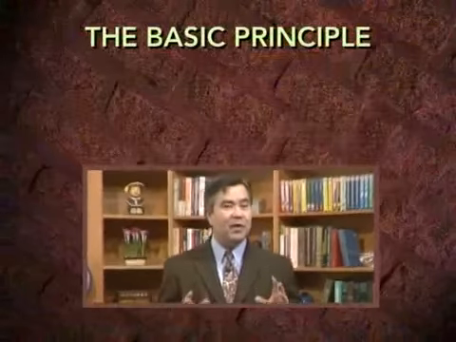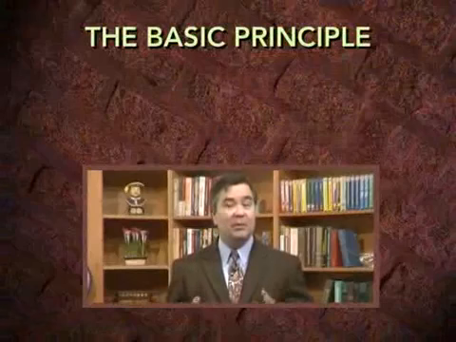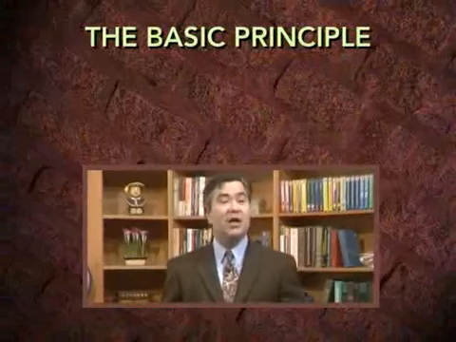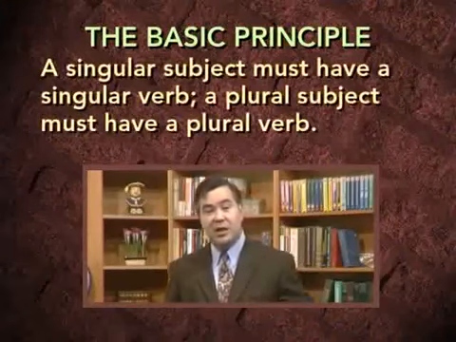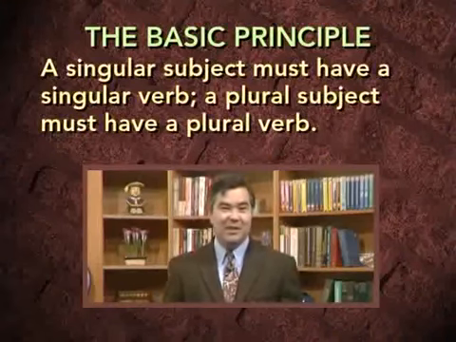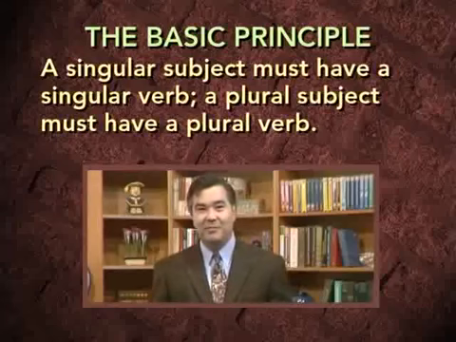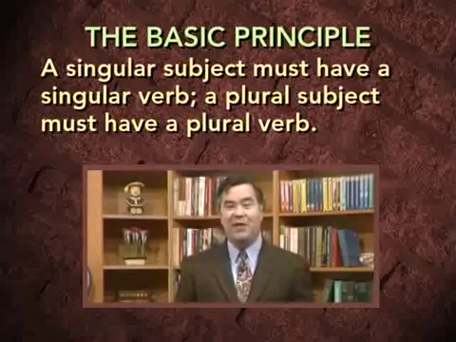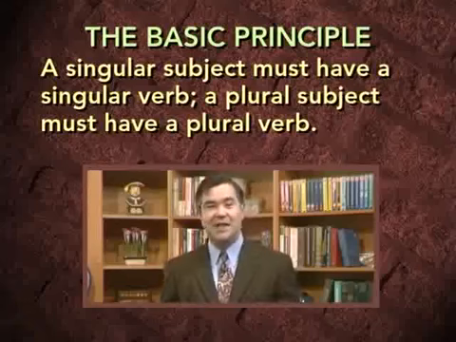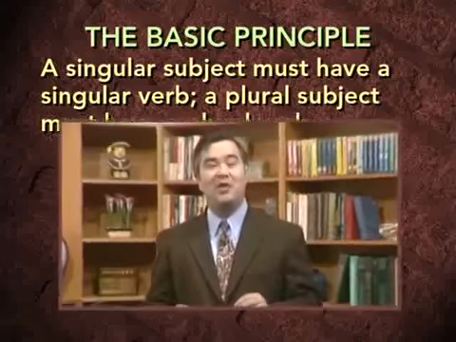Now, the basic principle for using singular and plural nouns and verbs properly is quite a simple one. It goes like this. A singular subject must have a singular verb. A plural subject must have a plural verb. Well, this may seem obvious enough. The problem is that in some specific kinds of sentences, applying this rule can get a bit tricky. Let's look at some of these tricky situations next.